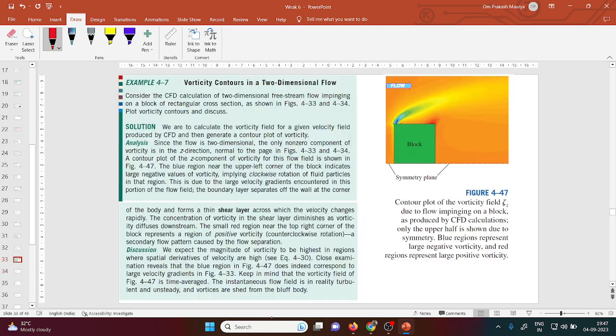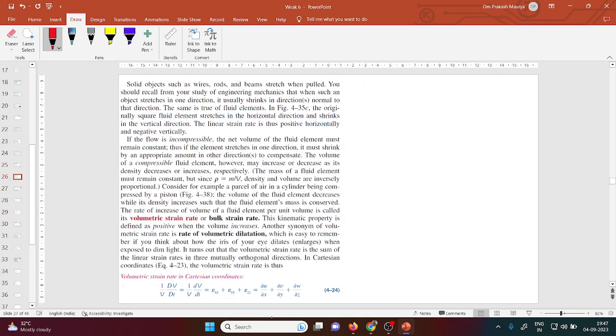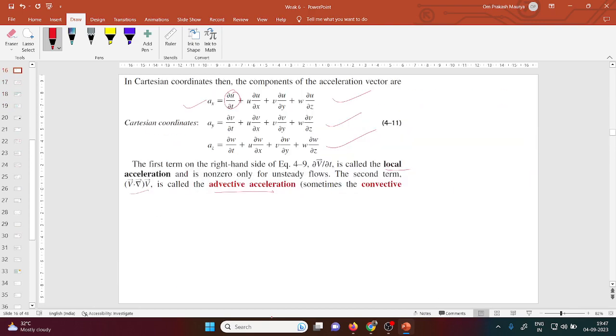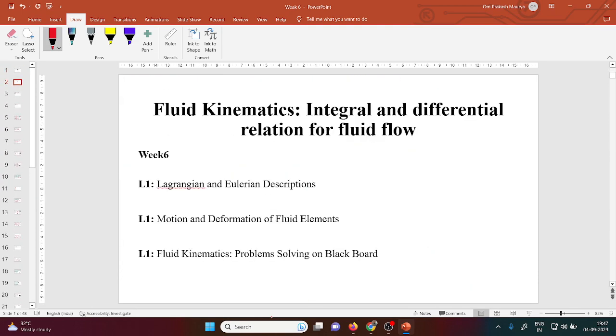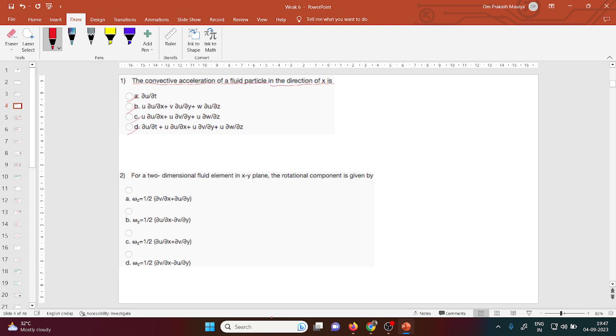So nothing more here. Now we will solve the questions. The questions are very easy from the very beginning. Your second question is for a two-dimensional fluid element in the xy plane. As you remember always, the xy plane is like that: this is x, this is y, and z is perpendicular. For the xy plane, the rotation axis should be in the z direction.